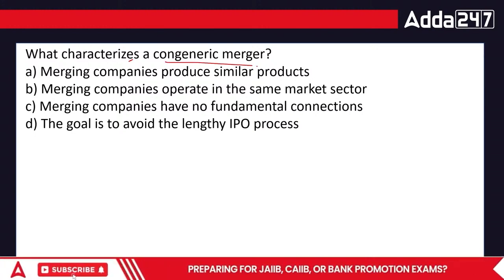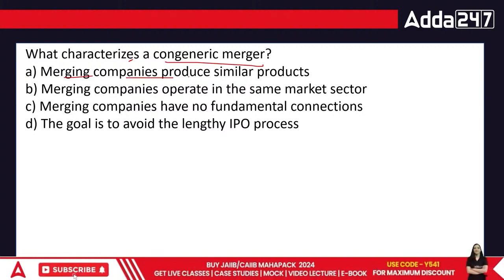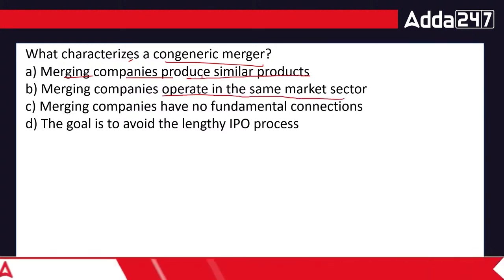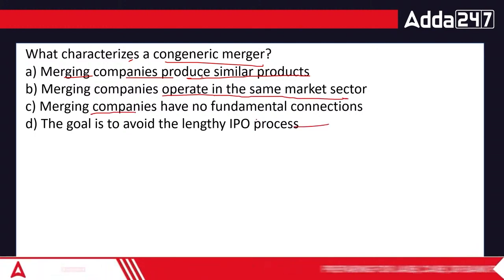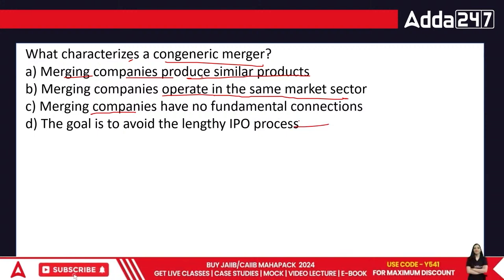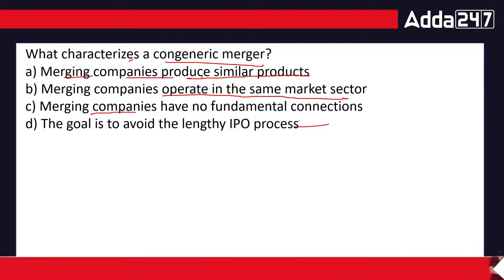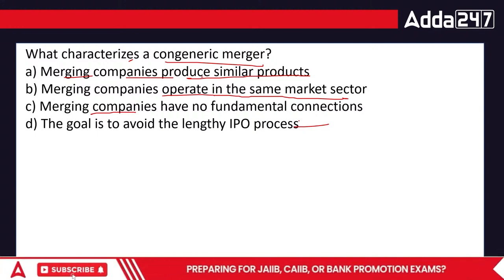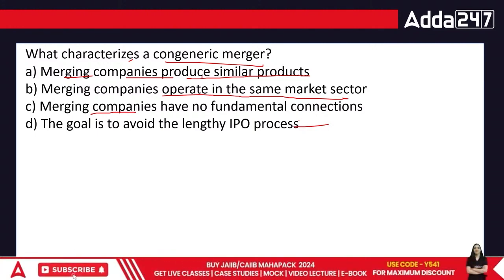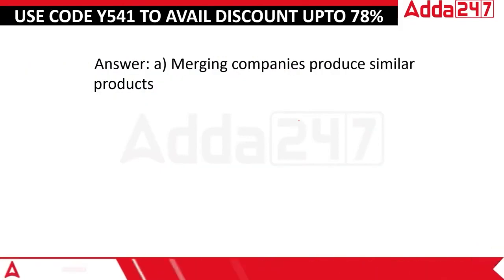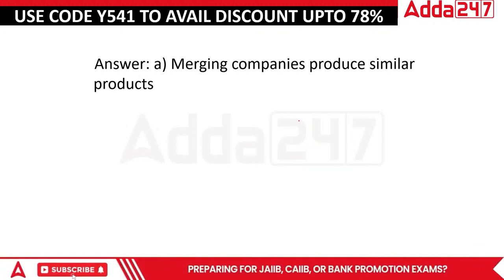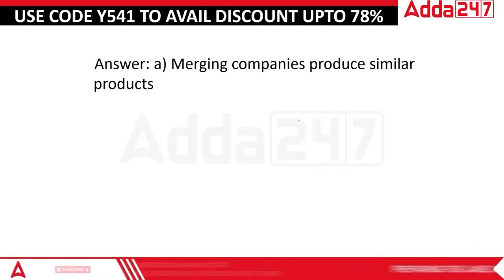In the area of generic merger, merging companies produce similar products. They operate in the same market sector. Merging companies have no fundamental connections, and the goal is to avoid the lengthy procedure of IPO. The goal of IPO is definitely there, but that is part of a reverse merger, right? So in this case, the correct answer is that merging companies produce similar products. I produce a specific product, you also produce a specific product. So in this case, we have something in common.